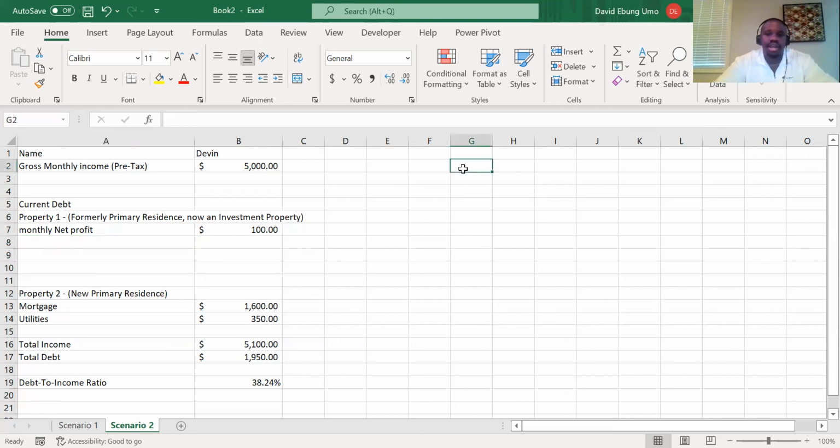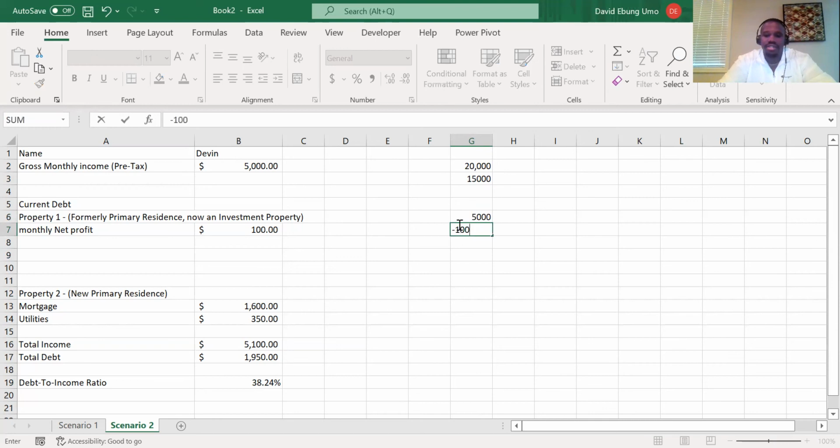Let's say I have a property that makes $20,000 a year, right? Let's say I claim up to $15,000 a year in tax write-offs, so that puts me at $5,000. Let's say I then subtract another $10,000, which is the depreciation. That'll put me at negative $5,000.